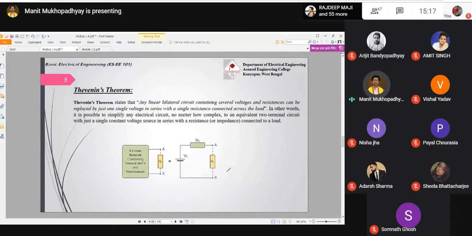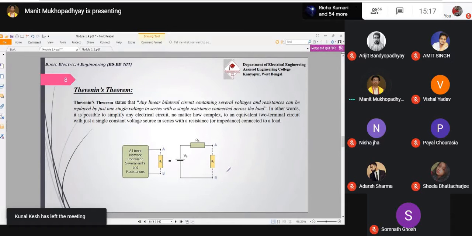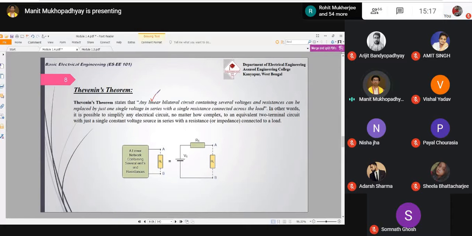So what is our main objective here? Our objective here is to minimize the circuit. This Thevenin theorem states that any linear bilateral circuit that contains several voltages and resistances can be replaced by one single voltage source in series with a single resistance, and this single resistance is called the equivalent resistance of the circuit.